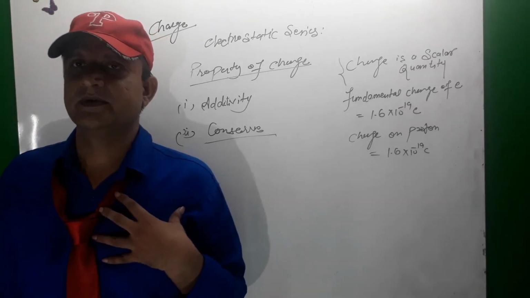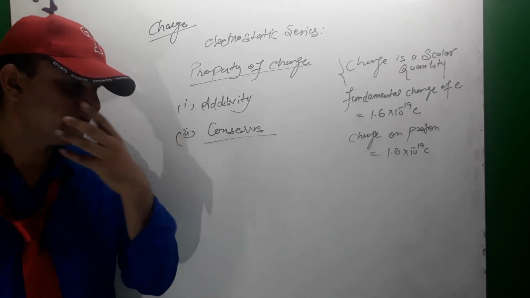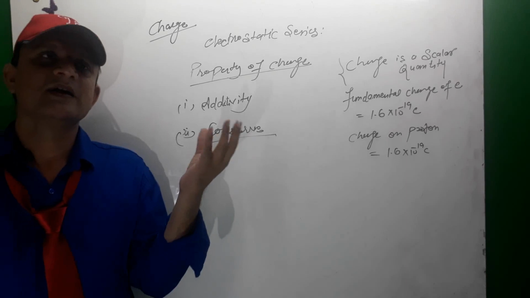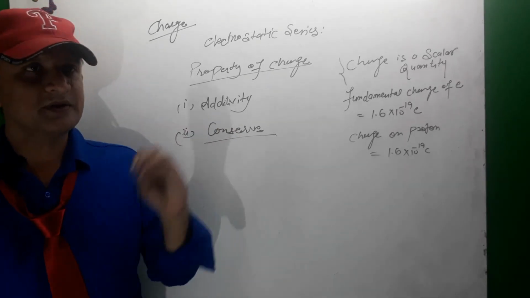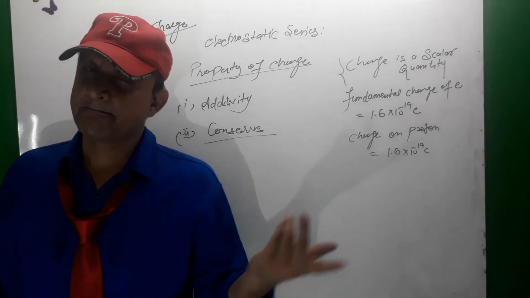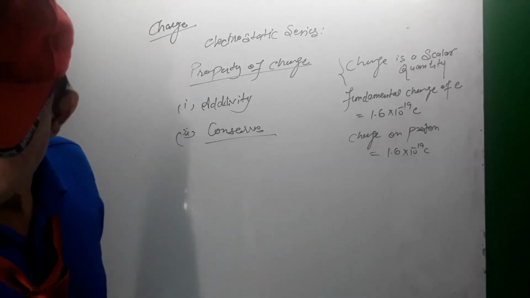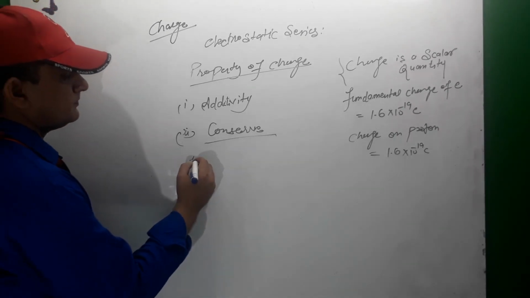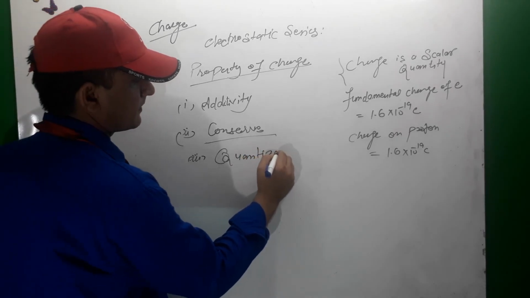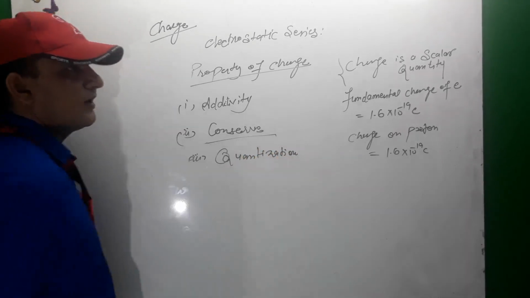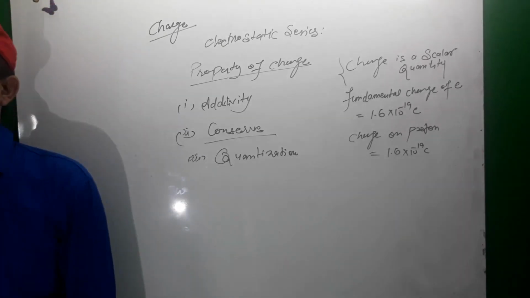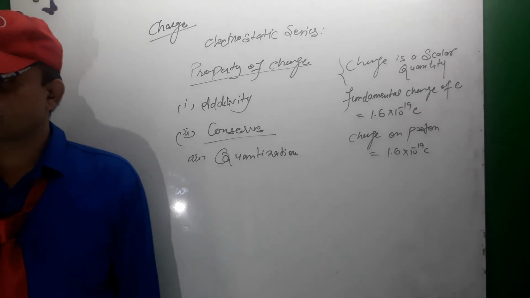It is conserved. Now what will you write about the conservation property of charge? Charge is a conservative property. Charge can never be destroyed, and charge cannot be created. Very simple. Now again the third property, quantization. It is a very important property. What will you say about quantization?